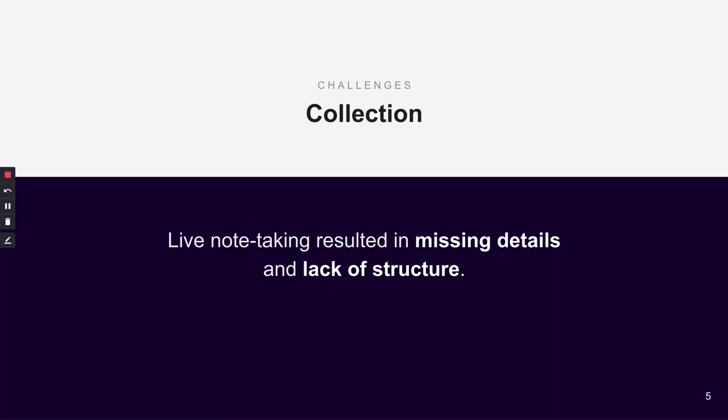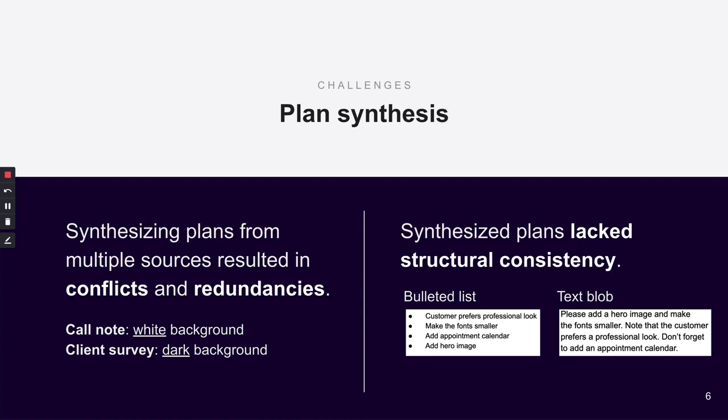One of the challenges is to collect requirements from stakeholders in a structured fashion. Taking notes over phone calls or live conversations was difficult without proper structure. Once requirements are collected, project managers need to synthesize information from multiple sources into action plans. However, sources like call notes and surveys may contain conflicting information. Moreover, the presentation of the compiled plans may vary across projects. For example, plans were presented as a list or paragraph.